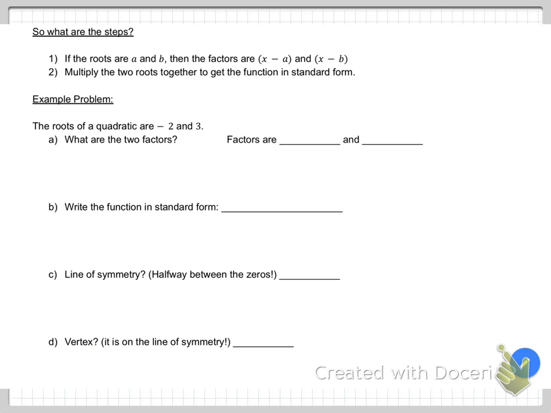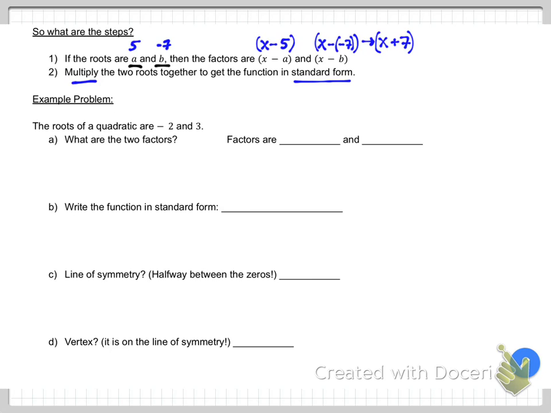First of all, in general, if the roots are a and b, then the factors are x minus a and x minus b, the opposite of a and b. Let me give you two examples. What if 5 and negative 7 were my two zeros? Well, x minus 5 is going to be one of the factors, and x minus negative 7 is going to be the other one. Well, that's a fancy way of saying x plus 7. So my two factors would be x plus 7 and x minus 5, because those would give me the roots of 5 and negative 7.